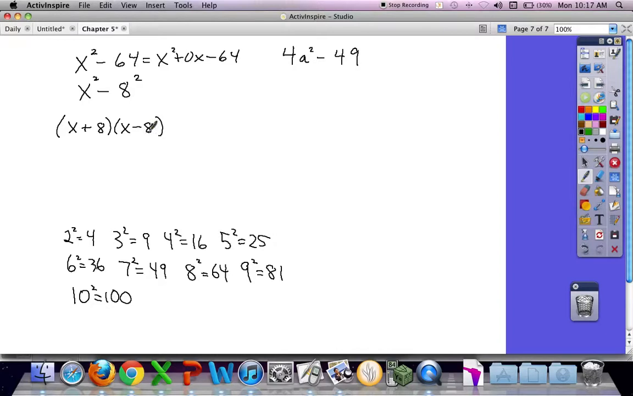So either you remember the pattern, x squared minus 8 squared is x plus 8 times x minus 8, or you factor it like it's a simple quadratic. But in either case, this is the answer.